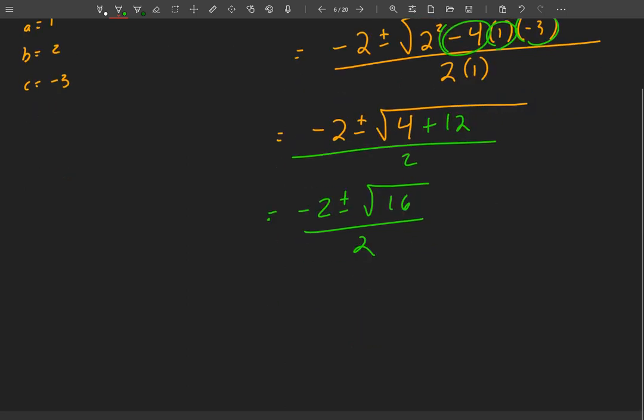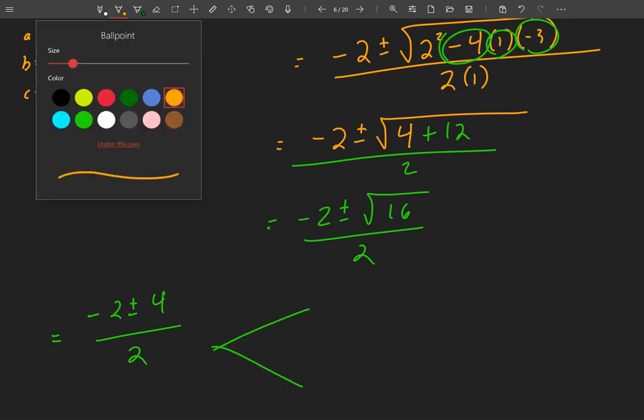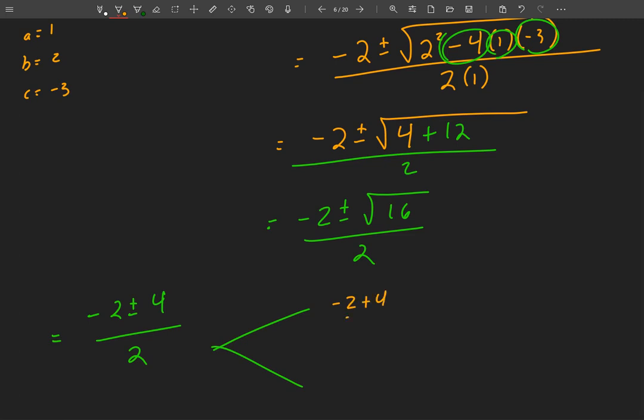All right, this is pretty simple. I'm going to go over here so I have a little bit more room. Negative 2 plus or minus, so the square root of 16 is 4, and divided by 2. Now, there's a couple of ways to proceed from this point. I'm going to show you the most common way to do this, and then maybe later I'll show you a different way to look at this. But for now, let's just make this very simple. I'm going to start on the top. This is actually 2 different problems. Let's separate this. So this becomes, let's try a different color, negative 2 plus 4 divided by 2, and negative 2 minus 4 divided by 2.